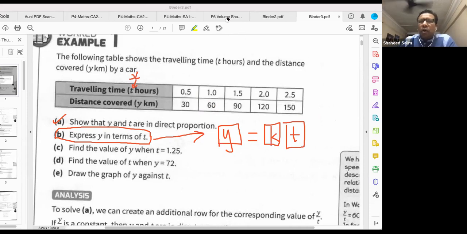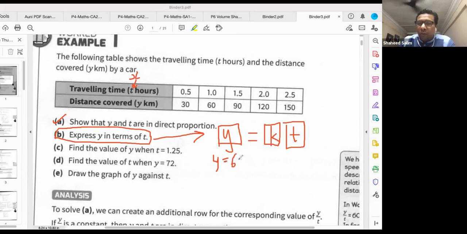So notice all of you got 60. I do not know whether you all know. You just take 30 divided by 0.5, get 60. 60 divided by 1, 60. 90 divided by 1.5, 60. 120 divided by 2 is 60. 150 divided by 2.5, 60. So K is constant, 60. So your equation will be like that now.